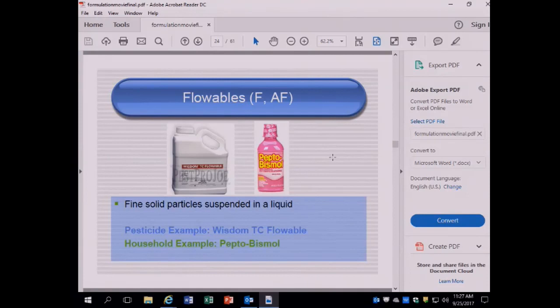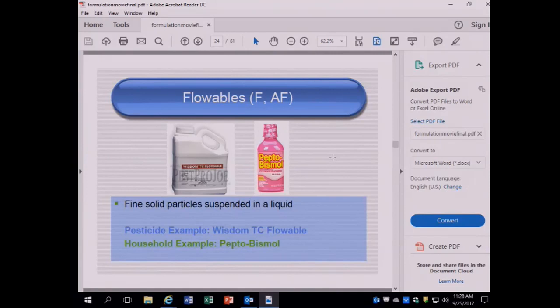The next one listed here talks about flowables, and the abbreviation is F. They're fine solid particles that are suspended in a liquid. It gives a pesticide example that I'm not familiar with, but one that you will be familiar with, and I hope you haven't enjoyed it: Pepto-Bismol. Stuff tastes like chalk powder. It's a flowable. It's got a fine solid particle suspended in a liquid.